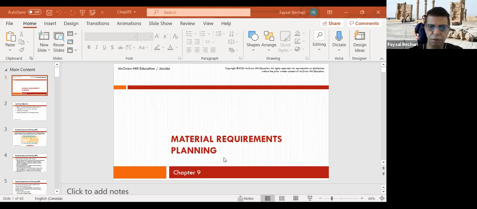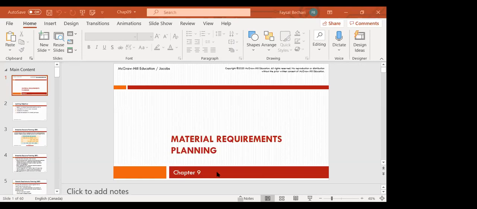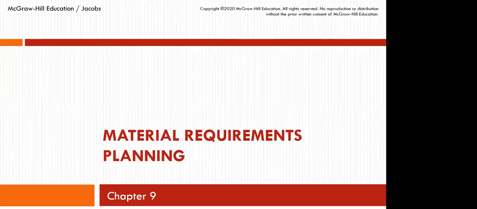In chapter 9, we will be talking about material requirement planning. So you see, if you have a product and you're trying to produce something, there is material you require to build it. Now, how are we going to do the planning? How is this planning happening in material requirement planning?